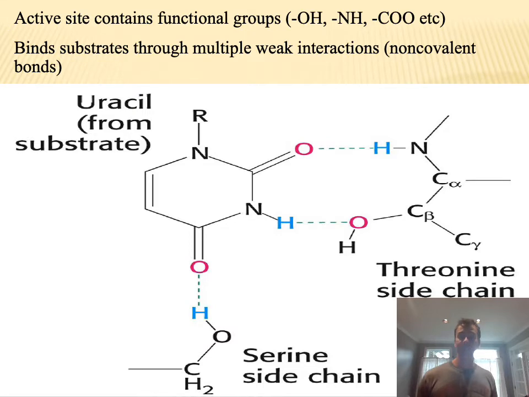The active site contains functional groups like OH groups, NH groups, carboxylic acid groups. For example, here's an active site that has a threonine side chain that can perform hydrogen bonding with a substrate such as uracil. The serine side chain can form these hydrogen bonding networks. So you get these multiple weak, non-covalent interactions with the substrate. It can not only be hydrogen bonds, it can also be more hydrophobic interactions.